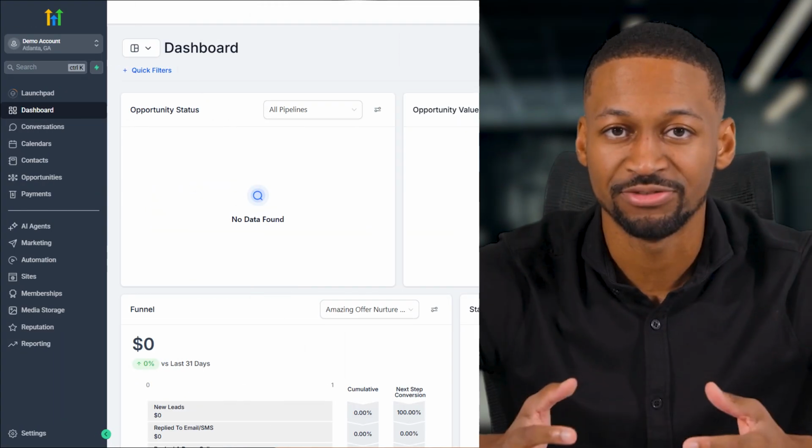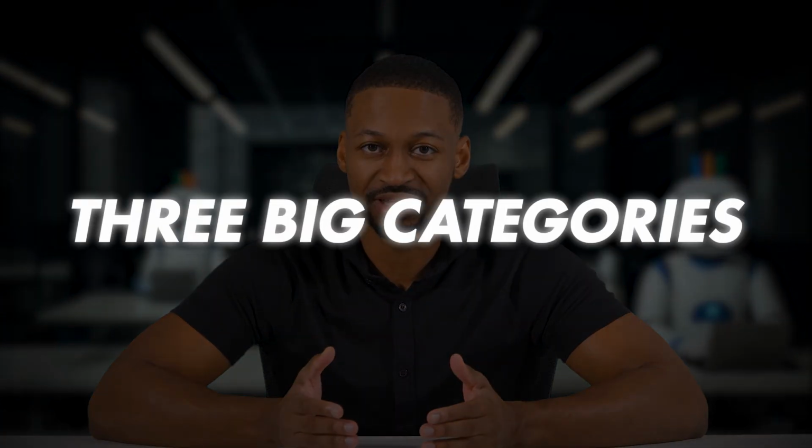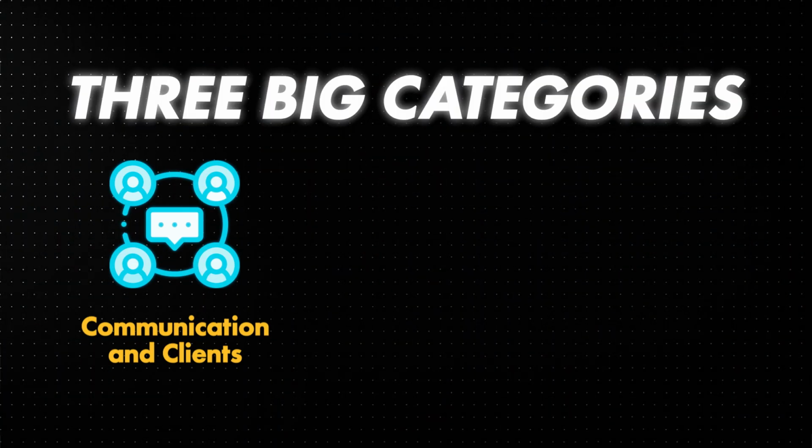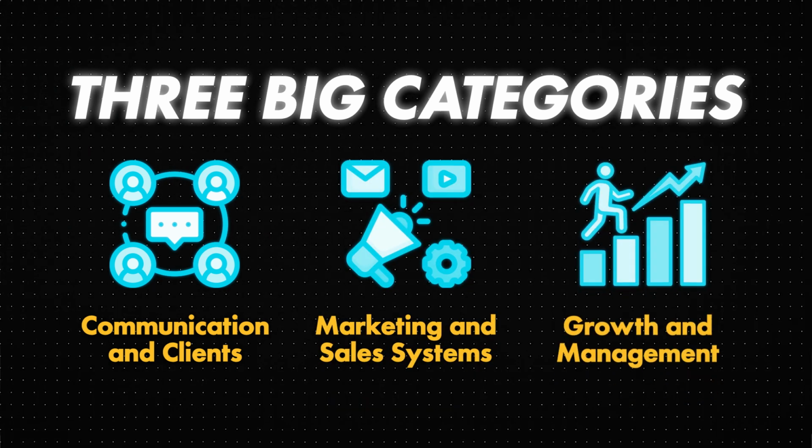All right, so now that we're done with the dashboard, you can see there's a lot of stuff sitting here on the left. And honestly, it can feel like a lot when you first open it up. So to keep things simple, I like to split all these tools into 3 big categories. First, you've got communication and clients. Second is marketing and sales systems. And third is growth and management.